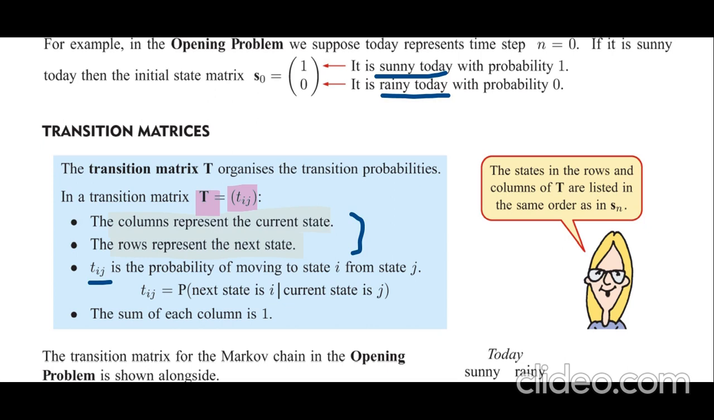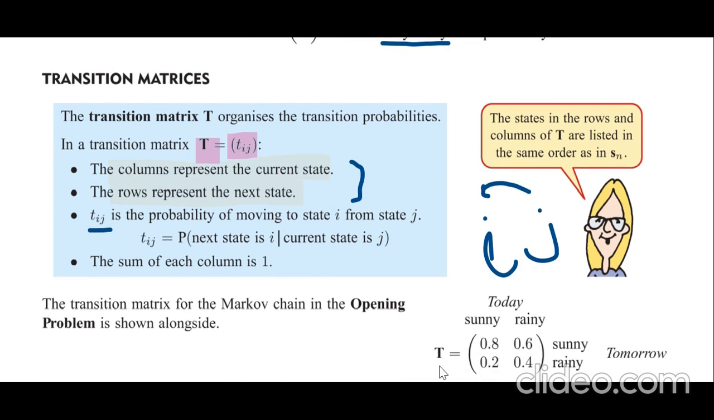So once you know that, t_ij is the probability of moving to state i from state j. So if I have two states over here, I'll say i, and if I have a j, so moving to i from j. So what we've done is we moved to i from j. That's how you actually say it, right? So the sum of each column should be 1. Okay, let me just go further and you'll understand what I mean here.